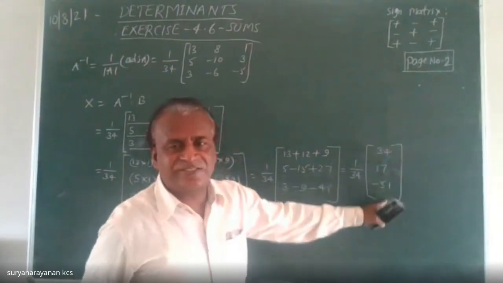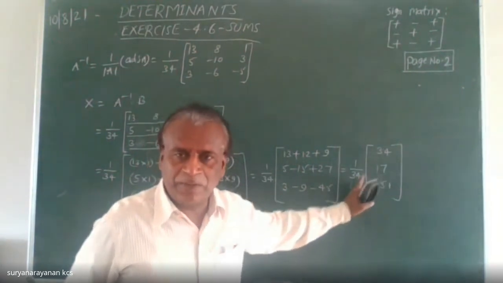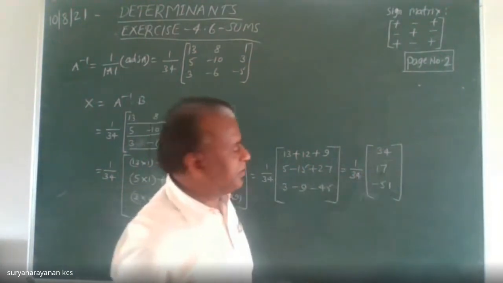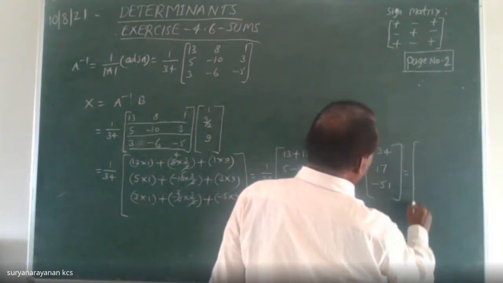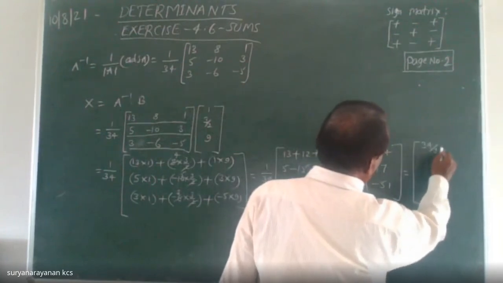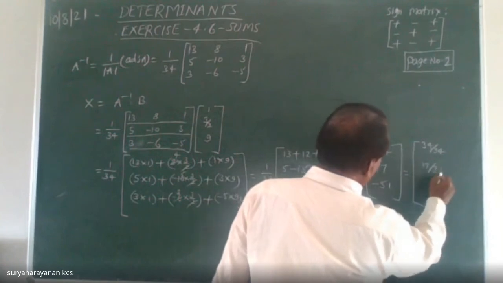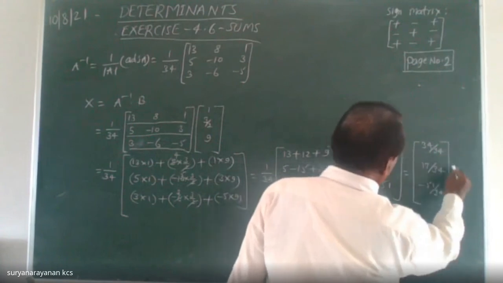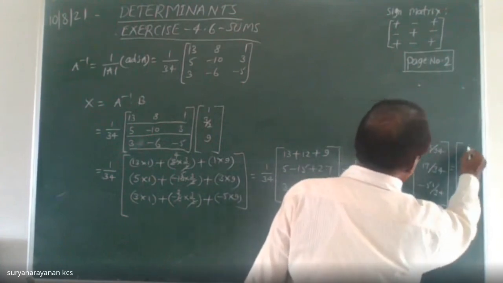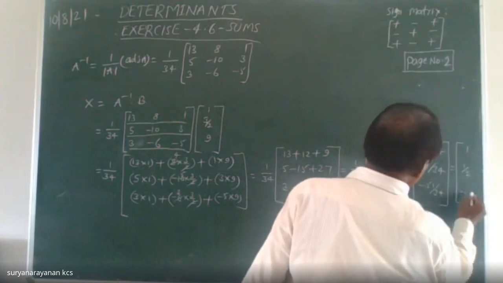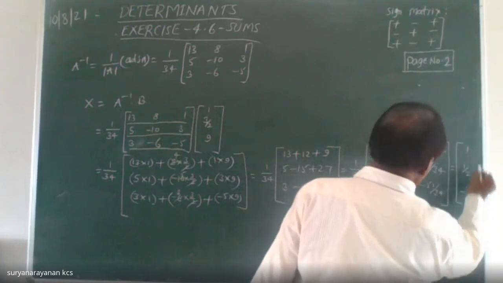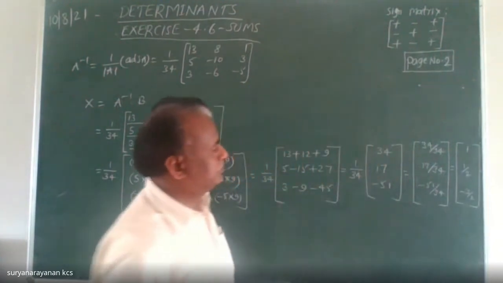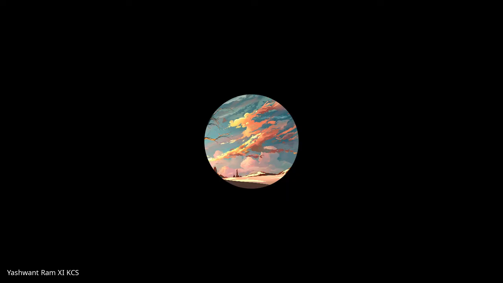Now multiply these three elements by 1 by 34. Then what will you get here? 34 by 34, 17 by 34, minus 51 by 34. That gives 1, 1 by 2, minus 3 by 2. Therefore, x is equal to 1, y is equal to 1 by 2, z is equal to minus 3 by 2.